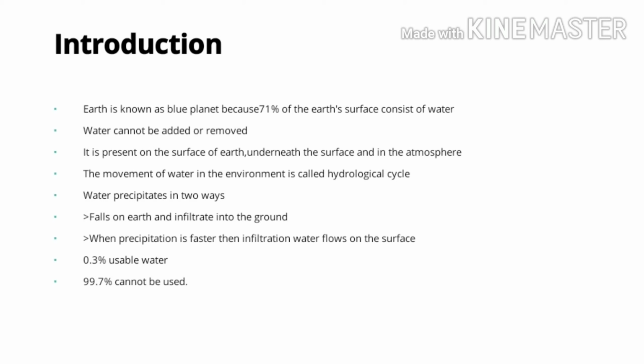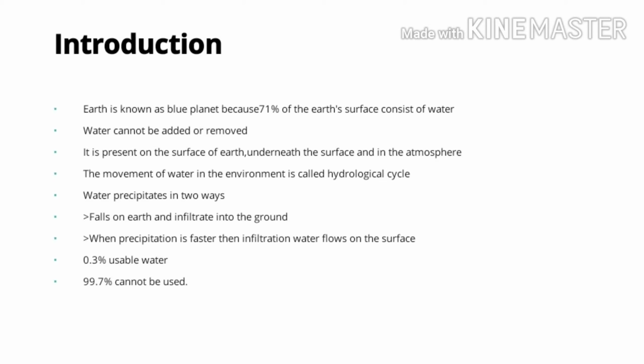Earth, we all know, is known as the blue planet because 71% of the Earth's surface consists of water. Water present on the Earth cannot be added or removed, but it can simply change its form from one state to another. Water is present on the Earth's surface, under the Earth's surface, as well as in the atmosphere.